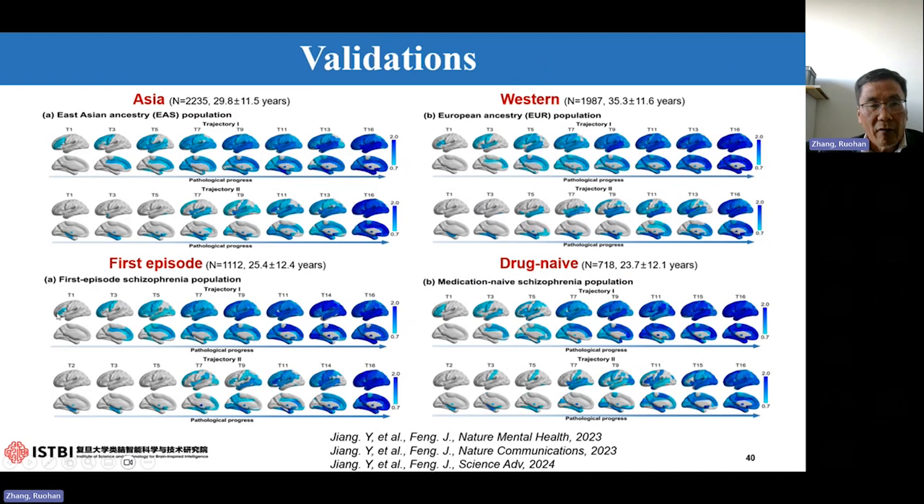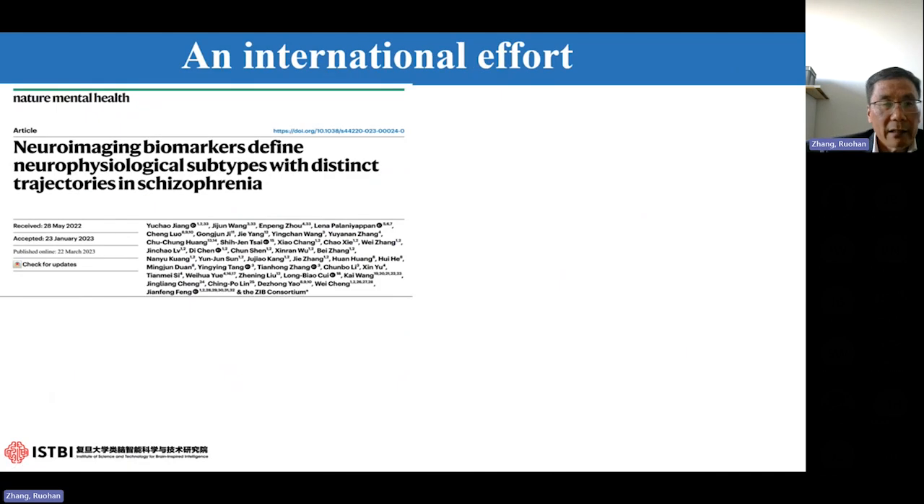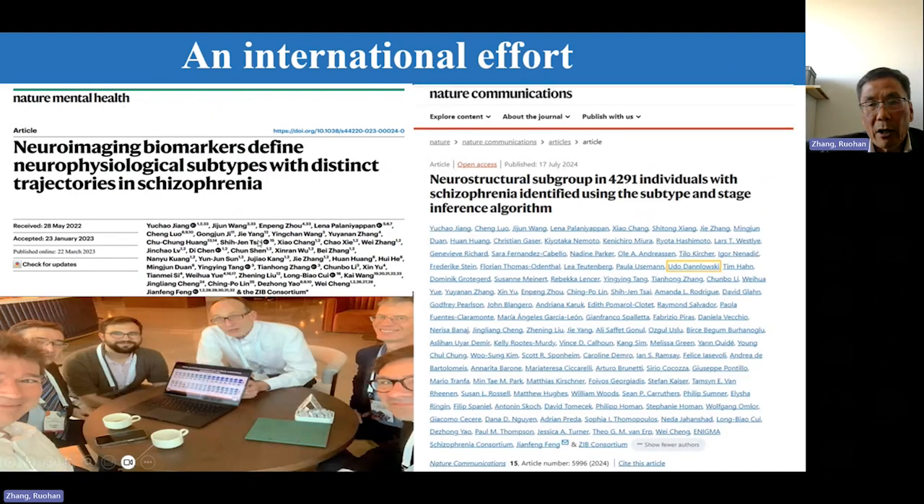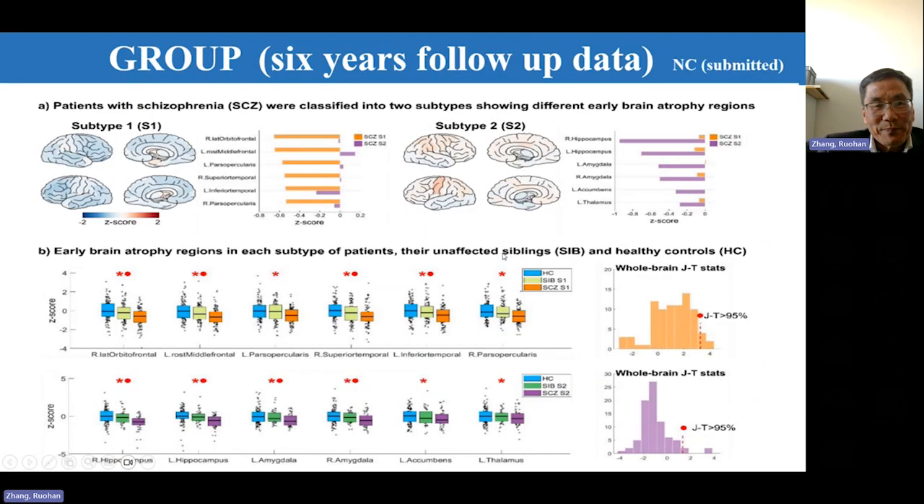We then confirmed and validated these two subtypes in many datasets, from Asia, from the West, from first-episode patients, and with jackknife validation. The paper was first published in Nature Mental Health using the Asian population, and we generalized this to the Enigma data, the 4,000 schizophrenia patients. One of the leaders from Enigma, in an airport, I was told, was discussing our papers there.